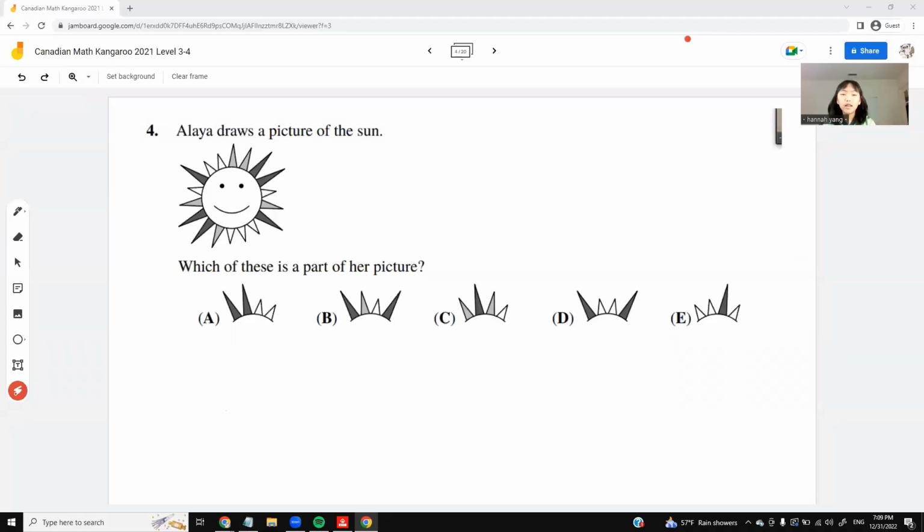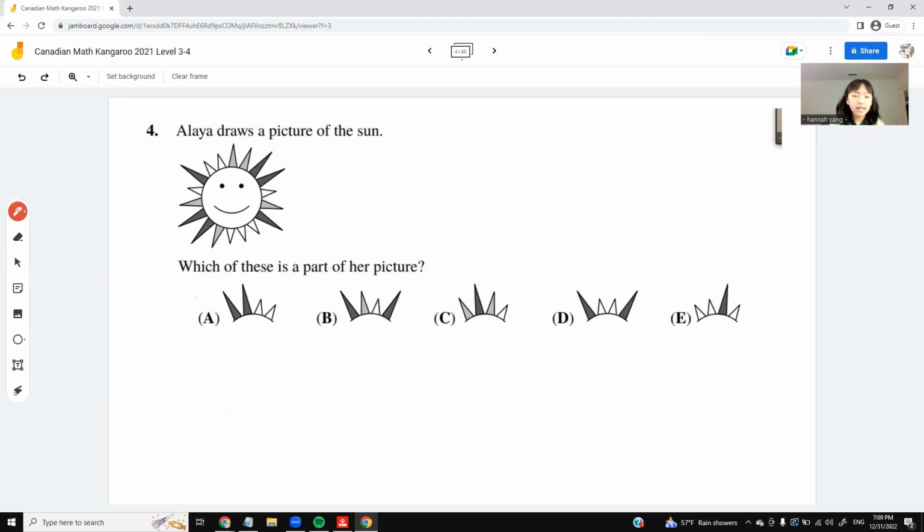Number 4. Alea draws a picture of the sun. Which of these is a part of her picture? Here we have 5 different options, which are basically snippets from the side of the sun with the spikes here. Our job is to figure out which one of these options actually came from the sun. So we can just go through them one by one.